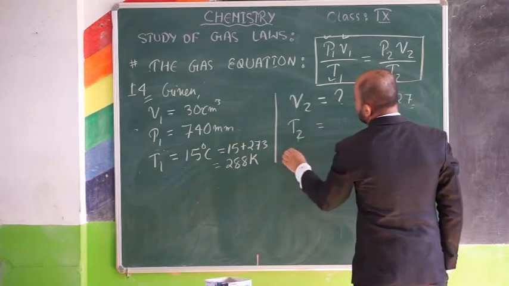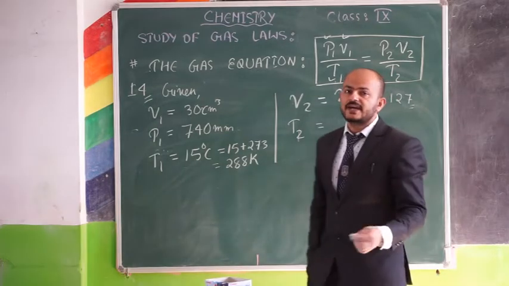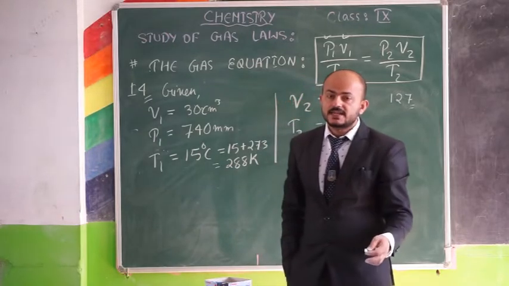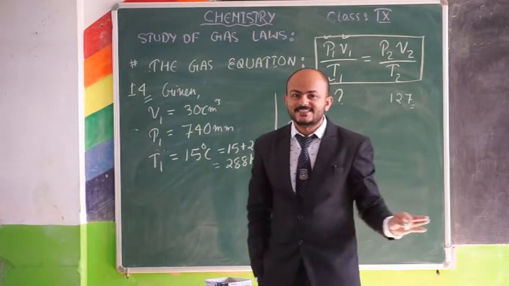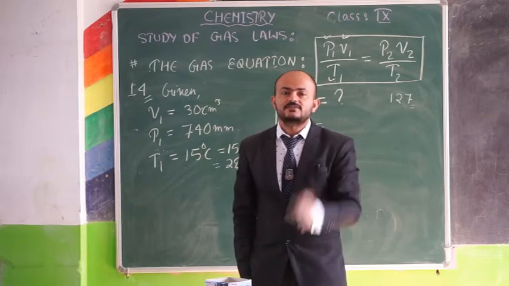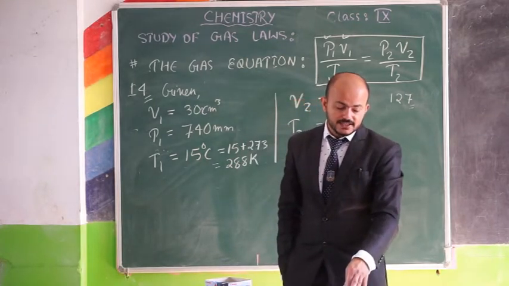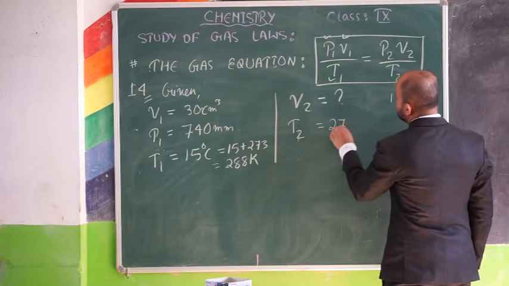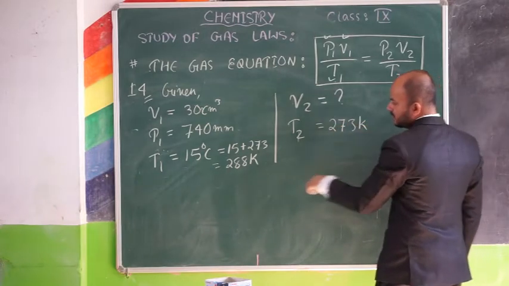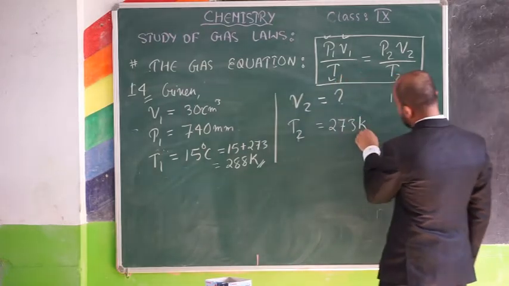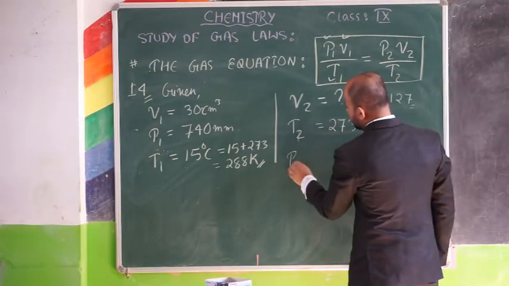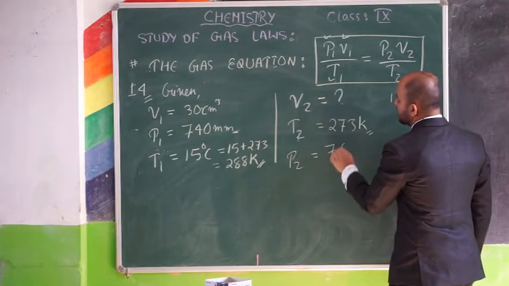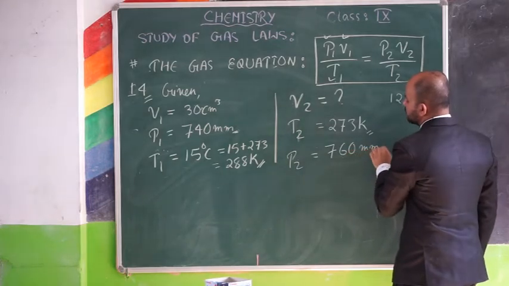T2 is given indirectly as they have mentioned STP. So what does STP mean? Standard temperature and pressure. Every time it's the same, a constant value of temperature and a constant value of pressure. It means temperature is 273 Kelvin or 0 degrees centigrade. Here we are taking Kelvin, so we have to take the Kelvin value. And the pressure is here in millimeters, so standard pressure is 760 mm of mercury.